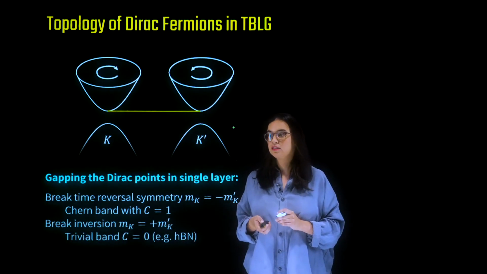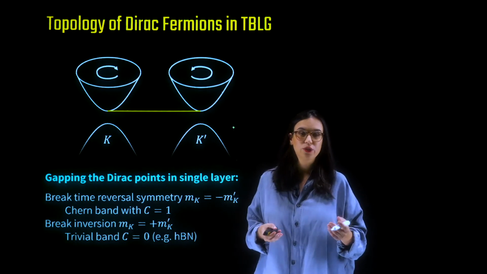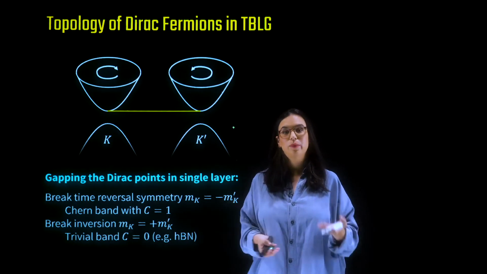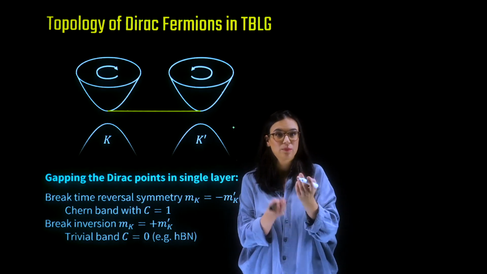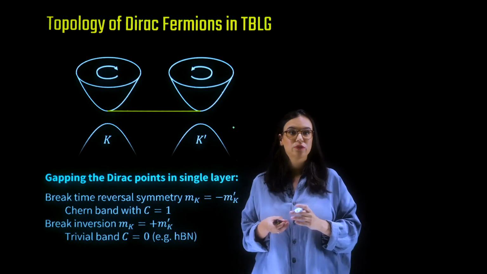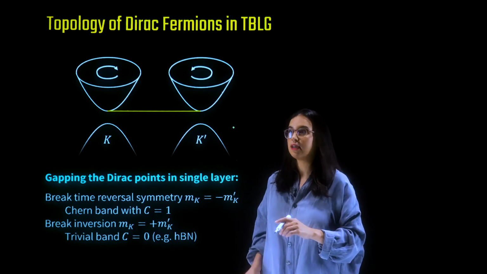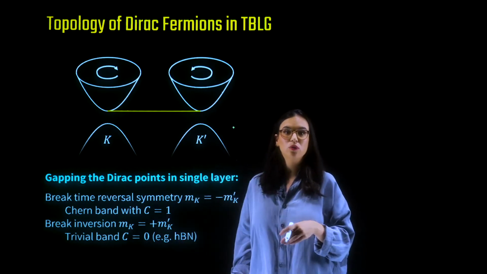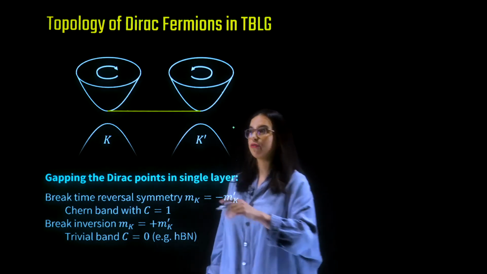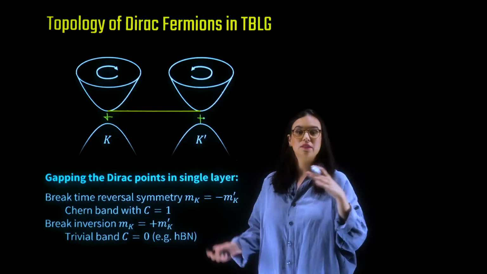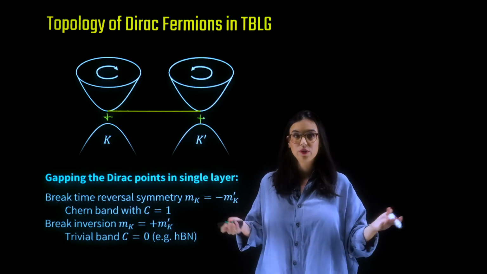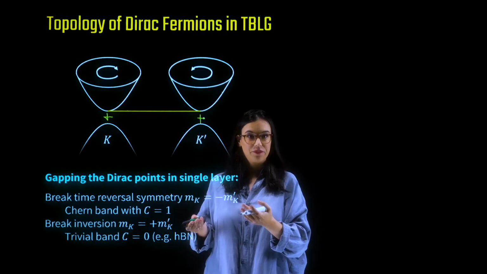On the other hand, if we break inversion symmetry, and this can be accomplished, for example, by aligning graphene with hBN, which has boron and nitrogen on different sublattices, then the mass term that we're going to obtain in both K valleys is going to be of the same sign. This means that there's a total zero Chern number and the system is completely trivial.